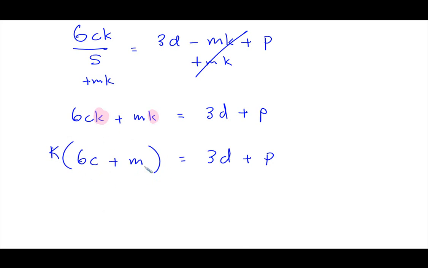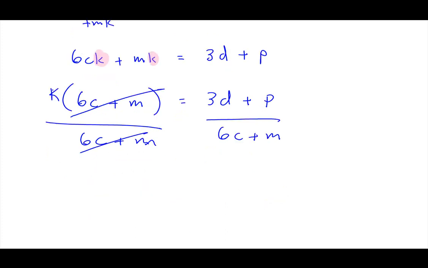if I want to cancel out this thing inside the parentheses, I should divide by this whole term, 6c plus m. Divide by 6c plus m. So these divide out, and I'm going to get k by itself, which is what I want. 3d plus p divided by 6c plus m. Okay?